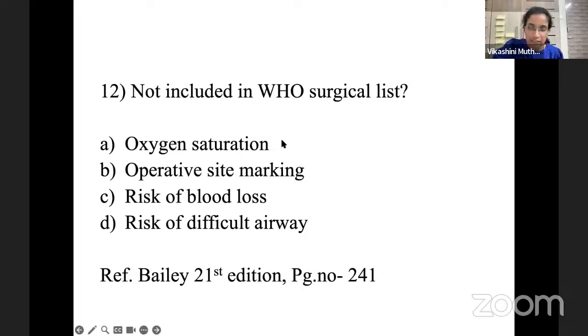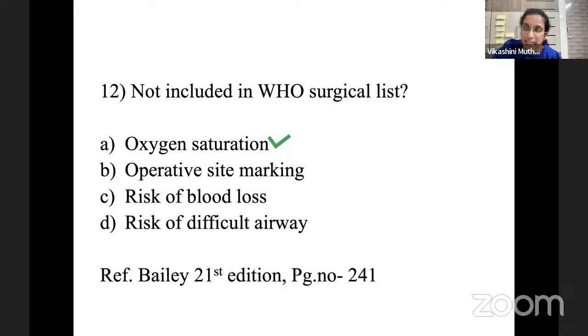See, this is a very simple question, but you have to have this clarity. That is the level you have to answer such questions. So yes, the options are tricky. So I would like to give the answer as oxygen saturation. There is nothing in the list that is asking for your oxygen saturation. So I would also like to ask you one thing: do you know who actually formulated this WHO surgical checklist?